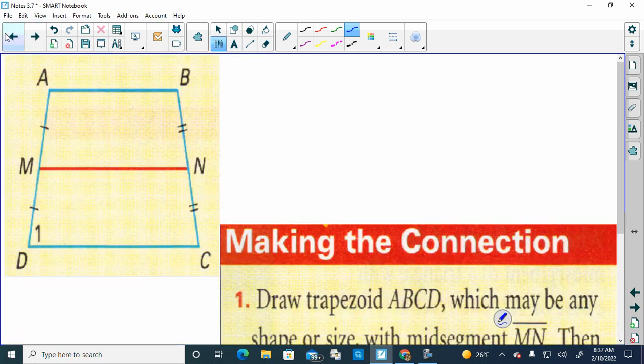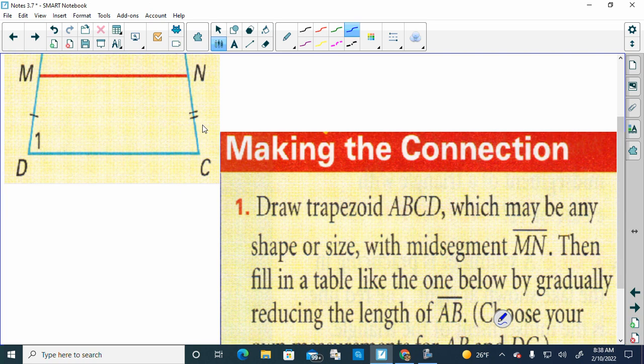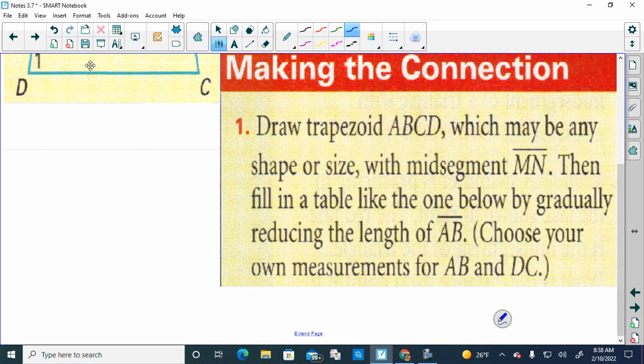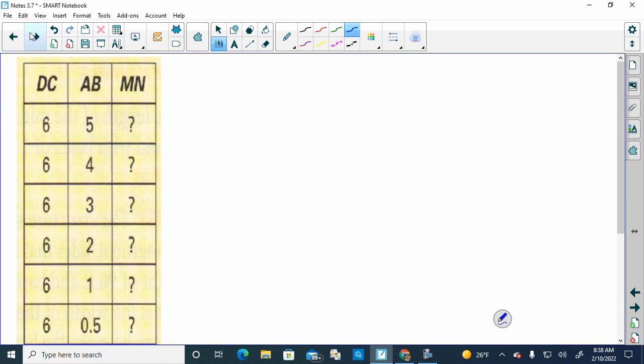So last one, you were supposed to draw a chart. You don't need to draw that. You had a chart that had DC, AB, MN. So what they're referring to is a trapezoid that looks like this, and C is up here, and this is AB. They're wanting us to find the length of MN, fill in the chart.